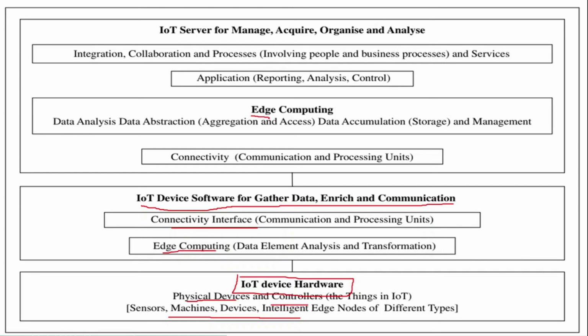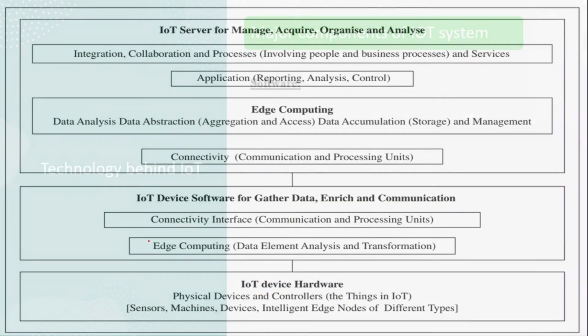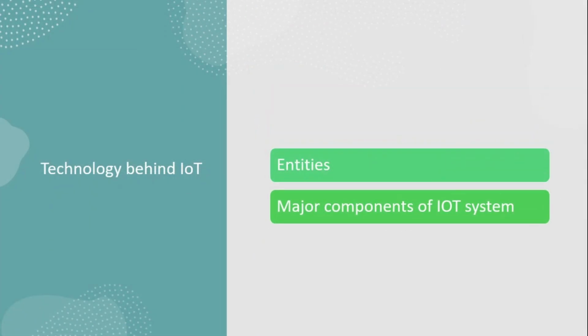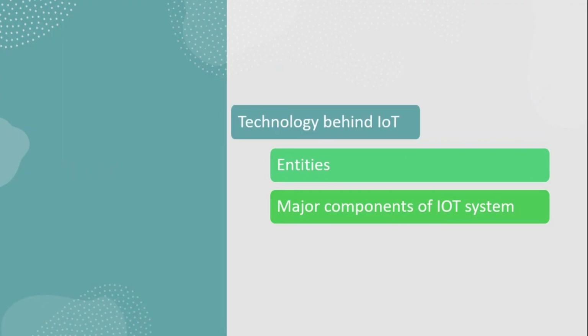In the edge computing layer we are analyzing the data and transmitting the data by using different communication channels. And finally coming to the IoT server: managing, acquiring, organizing, and analysis. Here we are integrating the data, collaborating the data, and processing the data, and we are providing different services, right? So these are the four layers of the IoT environment, right? So that is the major components of IoT system. That is the concept of technology behind IoT.